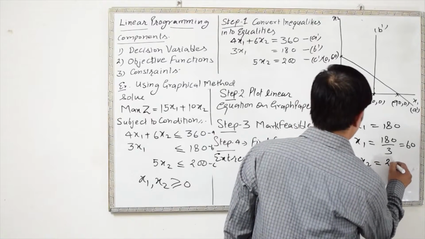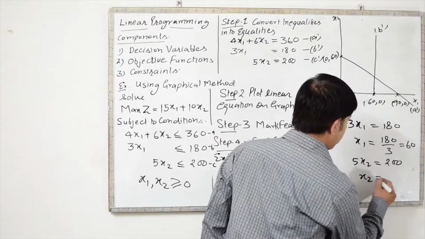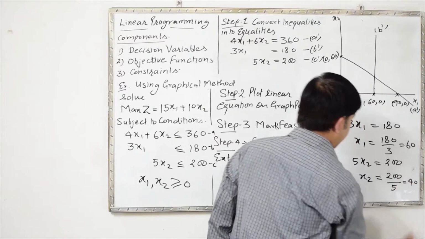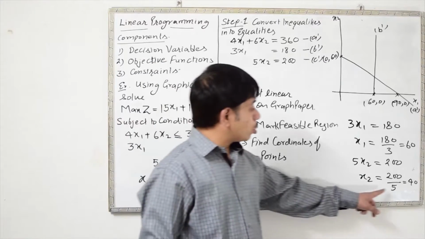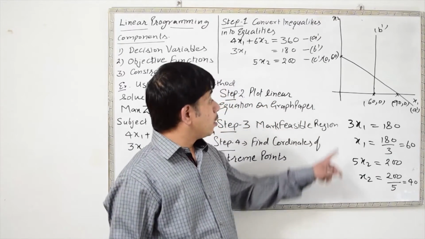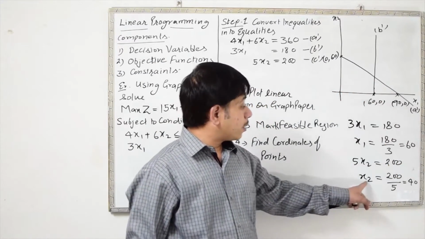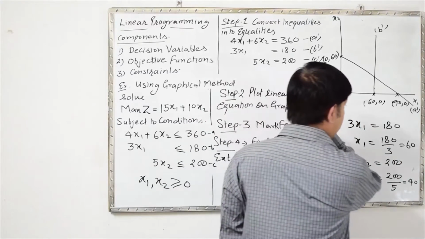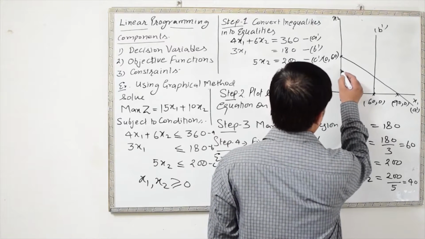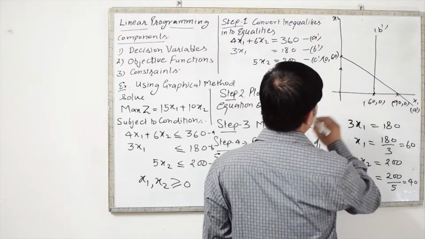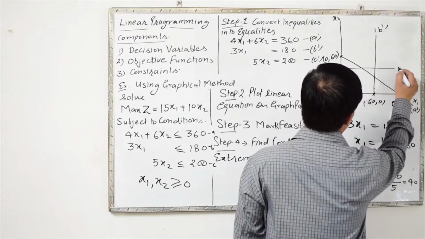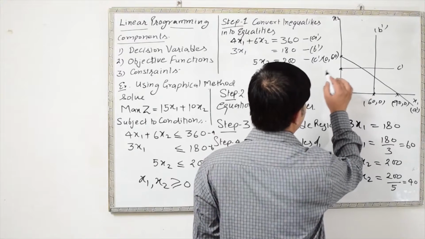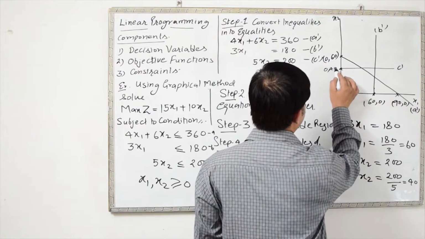Now I am going to plot the third line, which is 5x2 is equal to 200. So x2 is equal to 200 upon 5, which is 40. So x2 is equal to 40, a horizontal line which is parallel to the x-axis at 40 units apart from the origin. So if I put this, this is 60, so we can assume 40 here. So my line will be this one. This is C dash, and its coordinates are 0 and 40.